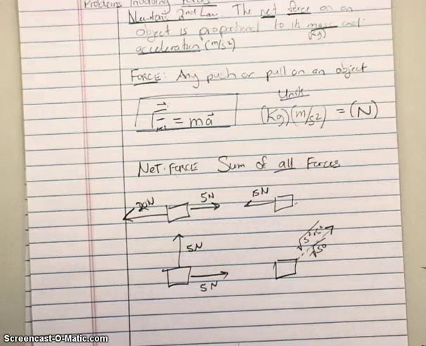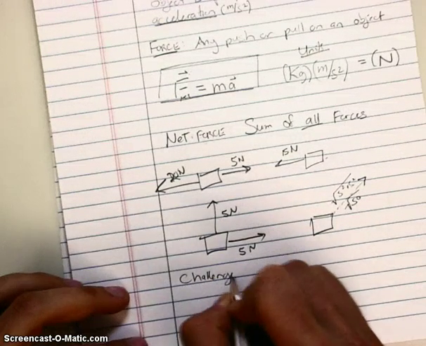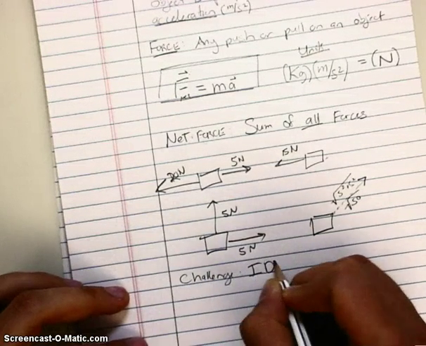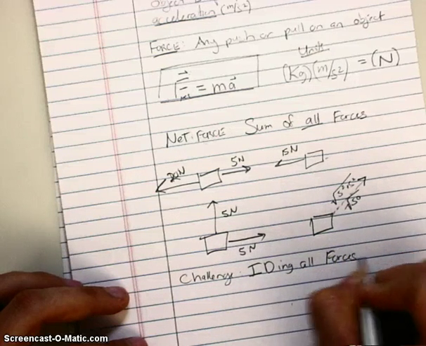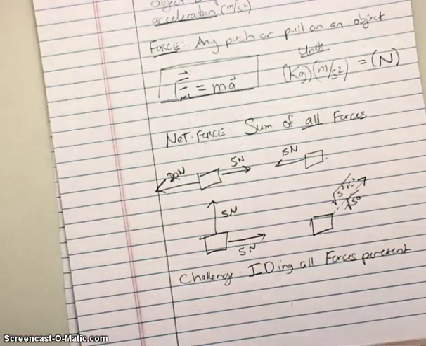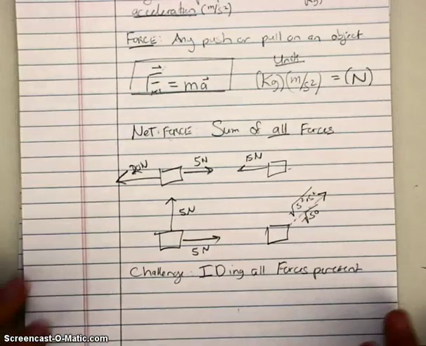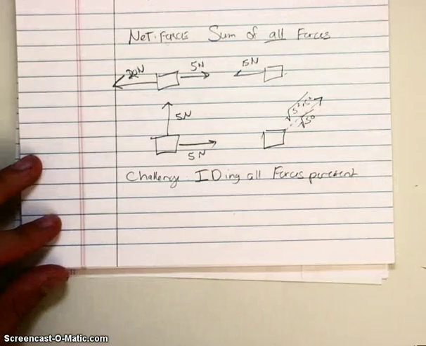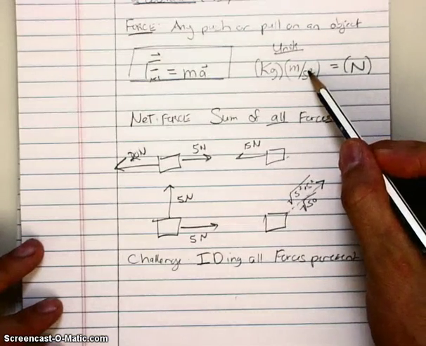One of the biggest struggles we're going to have in this next chapter is making sure that we identify all forces. This is going to be our challenge: identifying all forces present, so we're looking at the correct net force, or the sum of all forces on this particular object.